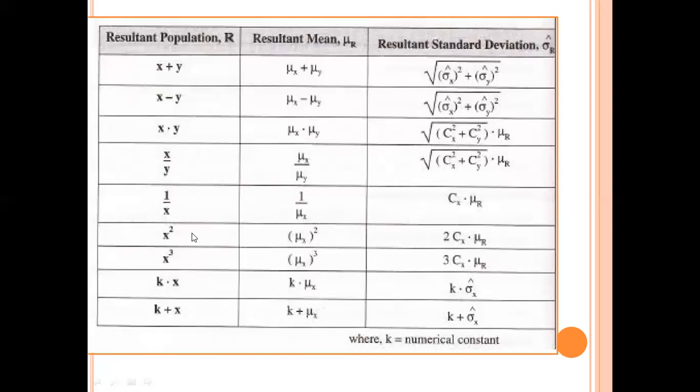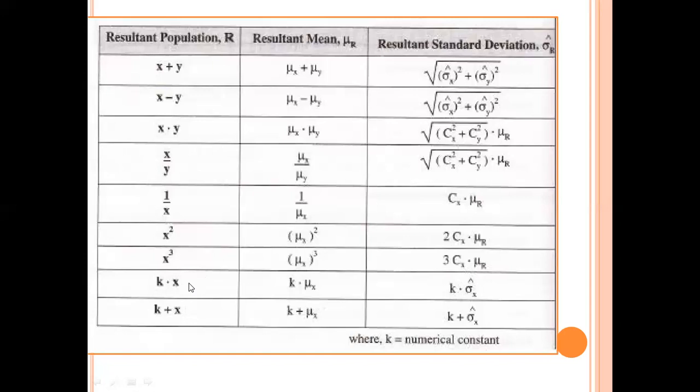Then the square of the population will be represented as r equals x squared, the resultant mean will be represented as mu x squared, and the resultant standard deviation will be 2 times cx into mu r. Then the cube of the population will be represented as r equals x cubed, the mean will be mu x cubed, and the resultant standard deviation will be 3 times cx dot mu r. Okay.